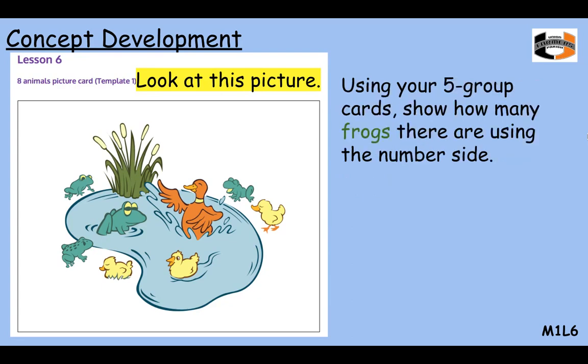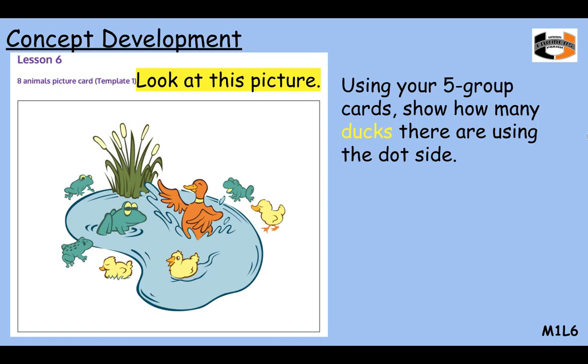Using your 5 group cards, show how many frogs there are using the number side. And if you don't have your 5 group cards, you could write the number on a piece of paper or your whiteboard. Right, there are 4 frogs.